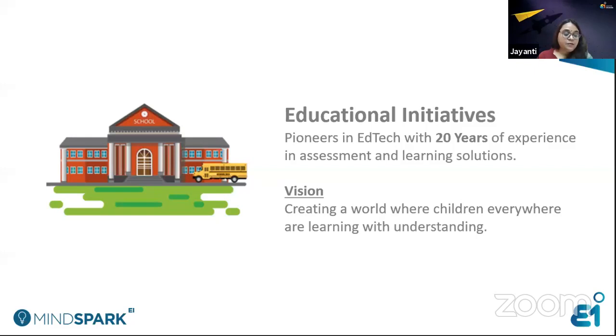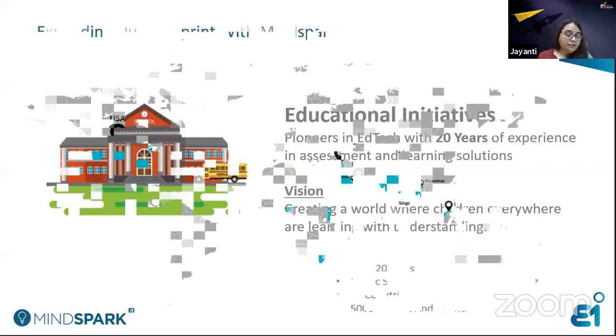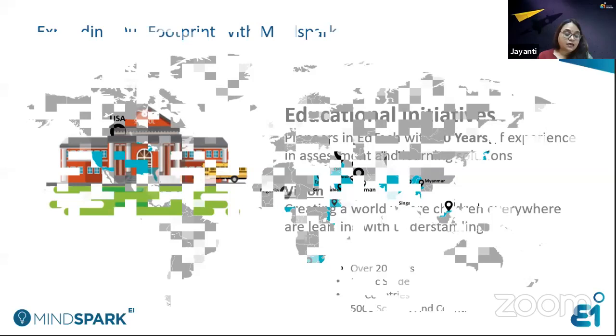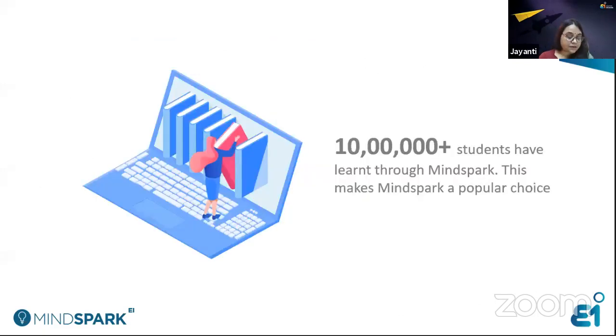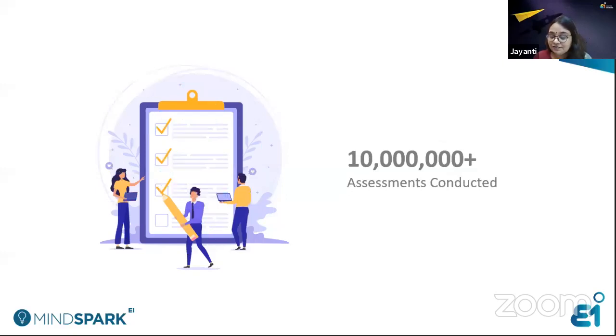Now, about Educational Initiatives, it's a 20-year-old research organization with a vision of creating a world where children are learning with understanding. We are present in more than 19 countries and work with more than 10 lakh students. We have 5 billion student responses, and it helps us understand the personal learning trajectory of each student. MindSpark, which is a learning tool, has helped more than 10 lakh students to become self-learners. We also have conducted more than 1 crore assessments for the last 20 years. So EI has been working with students across the world to make learning more enjoyable so that students can learn with understanding.